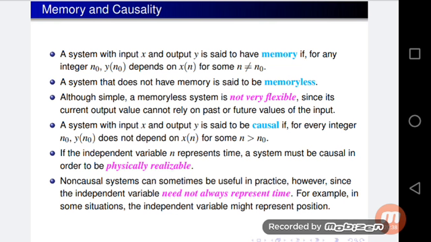A system with input x and output y is said to be causal if for every integer n0, y of n0 does not depend on x of n for any n greater than n0. If the independent variable n represents time, a system must be causal to be physically realizable.